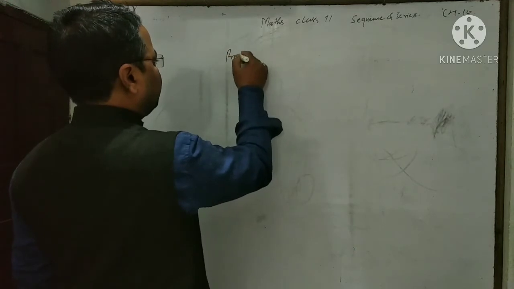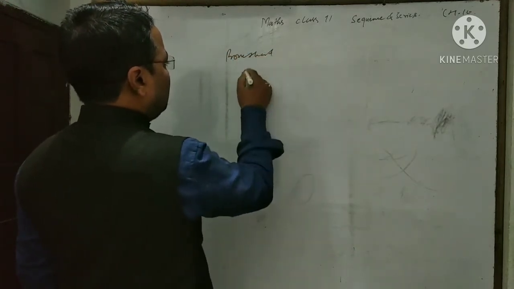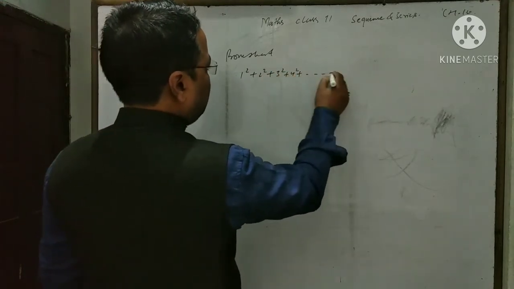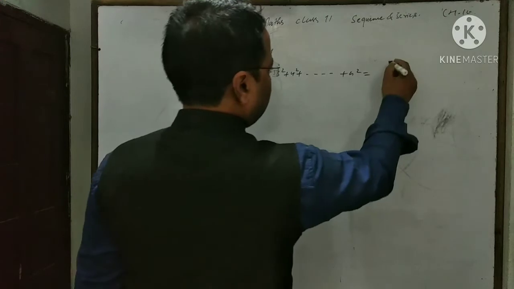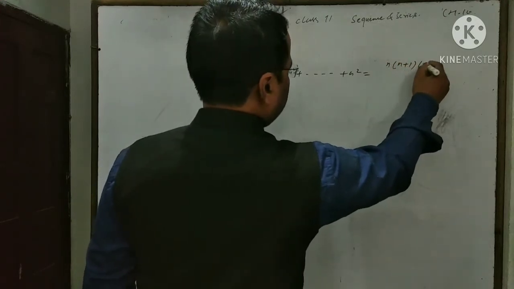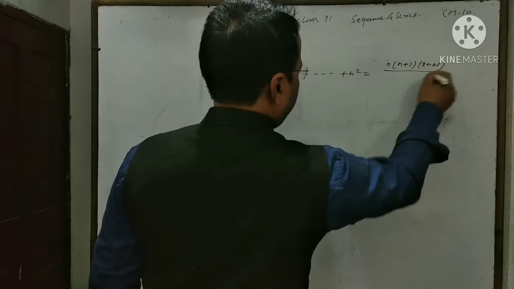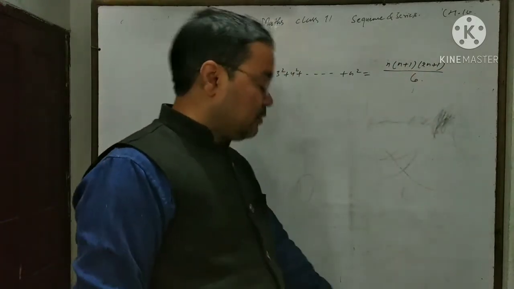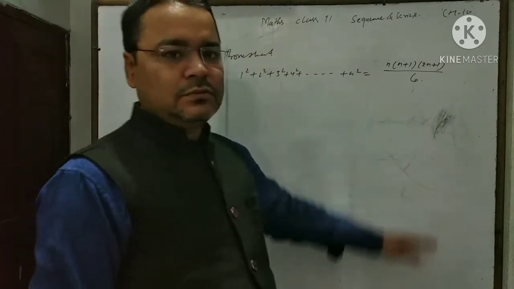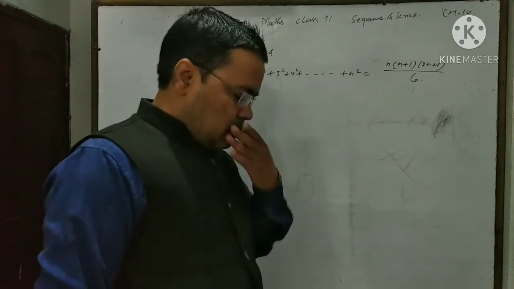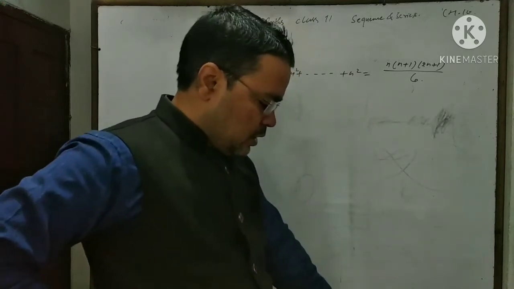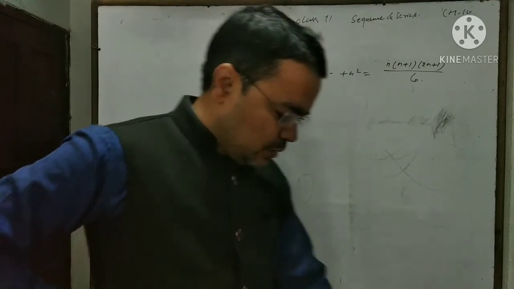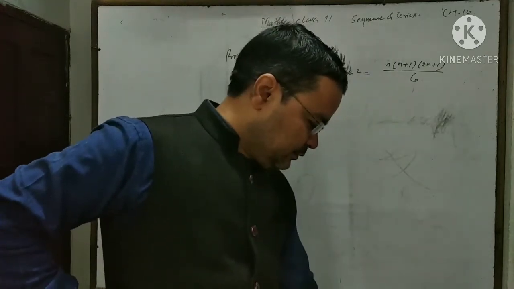Prove that 1 square plus 2 square plus 3 square plus 4 square up to n square is equal to n into n plus 1, 2n plus 1 by 6. This is the formula for finding the sum of this series: n into n plus 1, 2n plus 1 by 6.